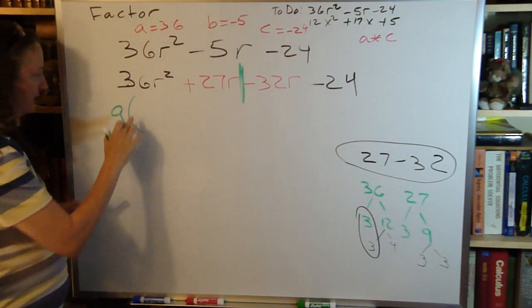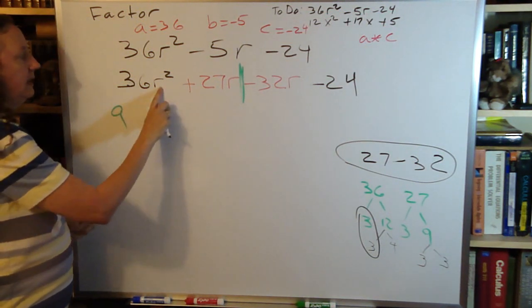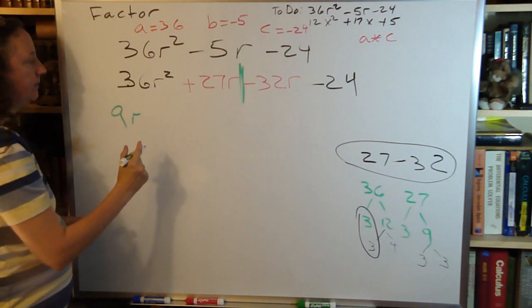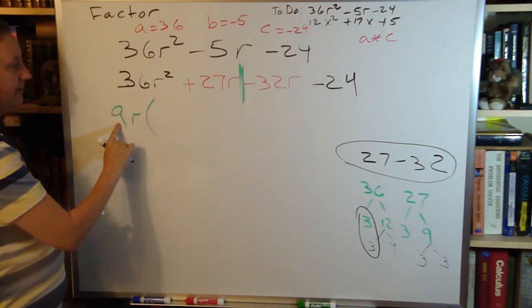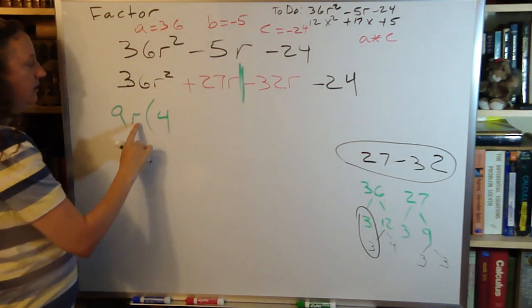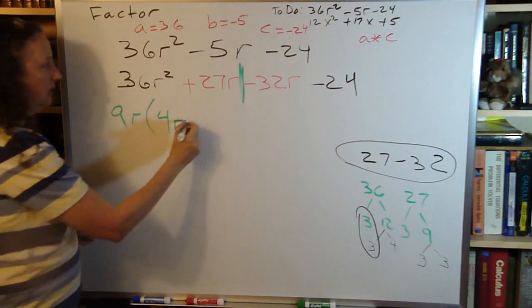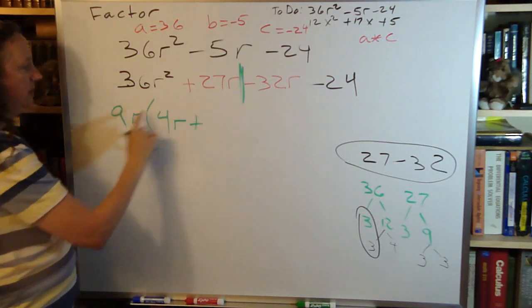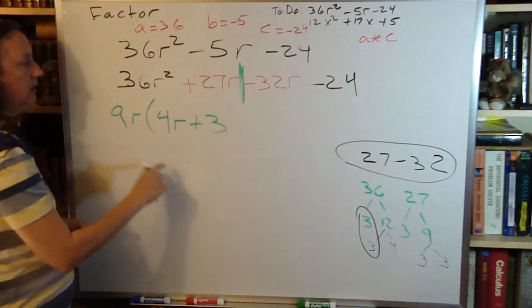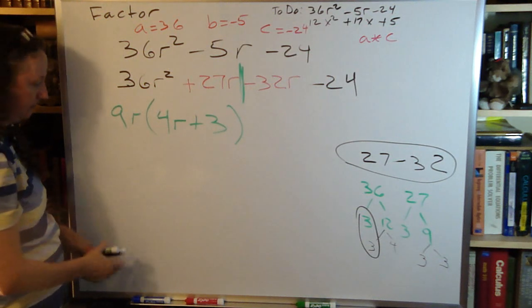One more thing I need to factor out before I continue. That has an r squared, that has an r. I can also factor out r. Now, 36 divided by 9 is 4. R squared divided by r is r. Plus divided by plus is plus. 27 divided by 9 is 3. R divided by r is understood 1. Don't need to write it because it's multiplied into the 3.